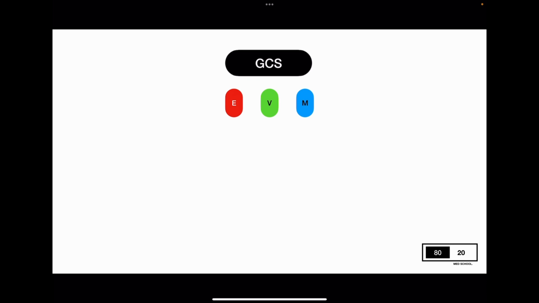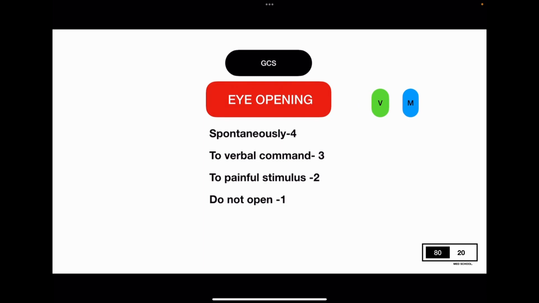GCS has three components: E, V and M. E for eye opening, V for verbal response, M for motor response. First, eye opening. If the patient opens his eyes spontaneously, then the score is 4. If the patient opens his eyes to verbal command, then the score is 3.